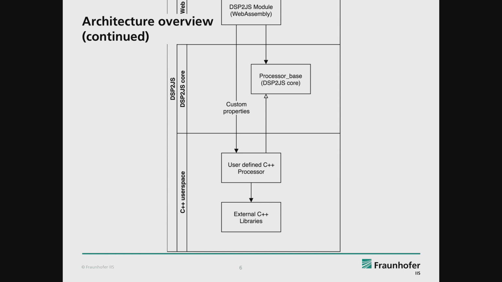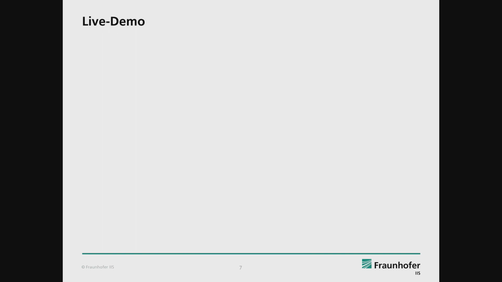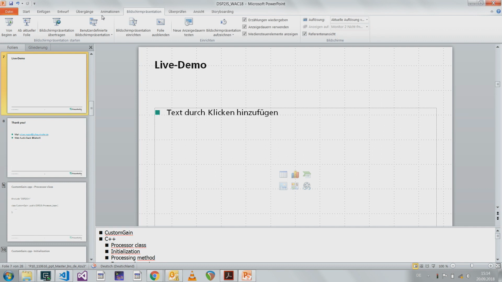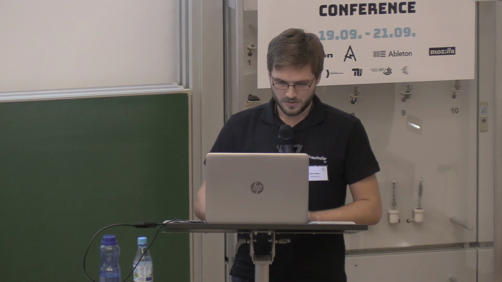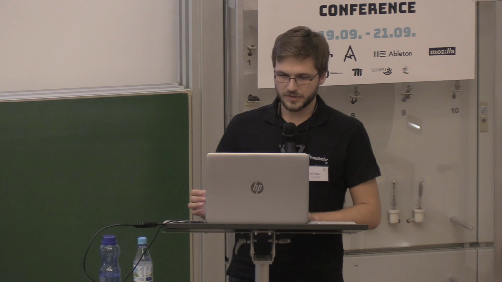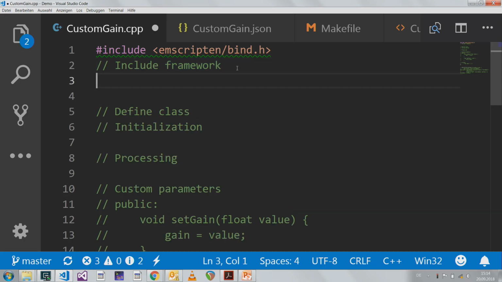To give you a better idea of how this looks, I have prepared a live coding demo where we will develop a custom gain plugin. For this, we need to perform three steps. The first is to write the binding code in C++, for which you have to include the framework first.